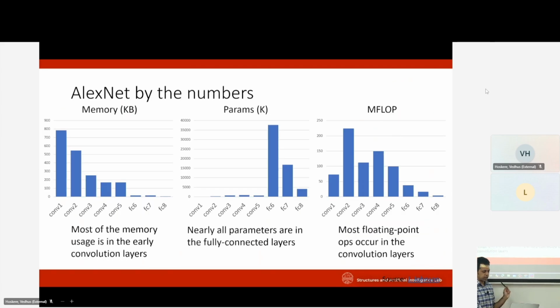So you can see the computation here. You can see that the computation is more with the convolutions, right? And that's because the same parameters are being multiplied at many points on the network. But if you look at the number of parameters, it's much more for the fully connected layers. So that's the trade-off.